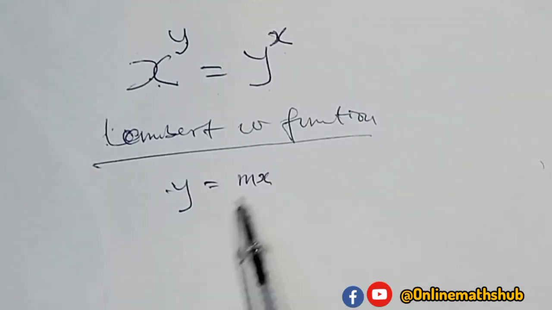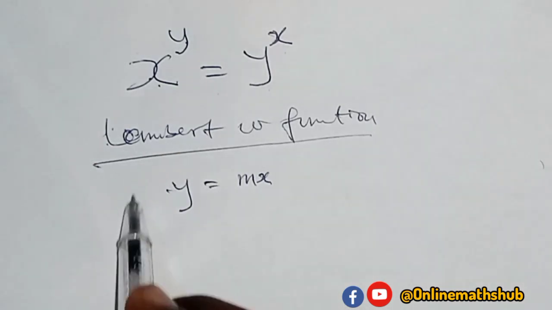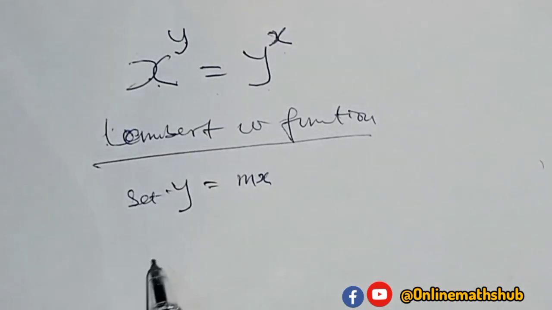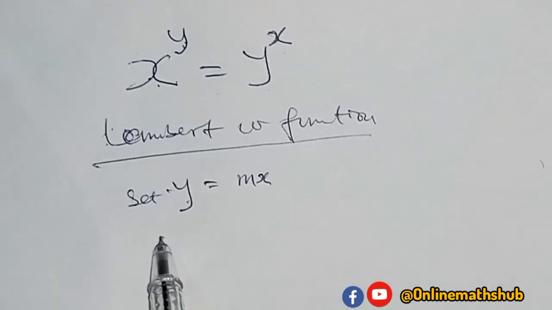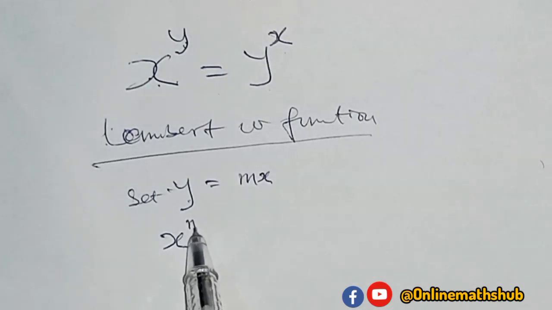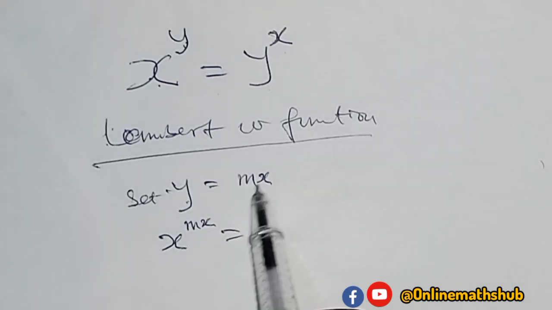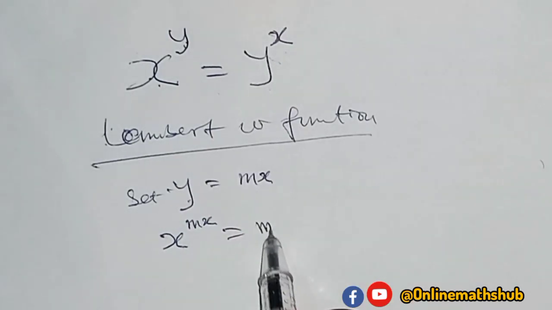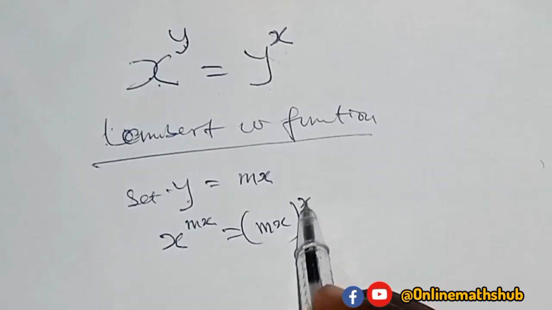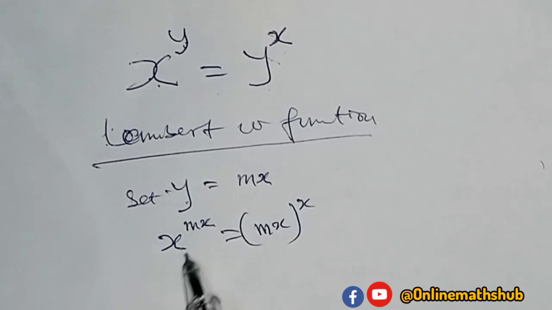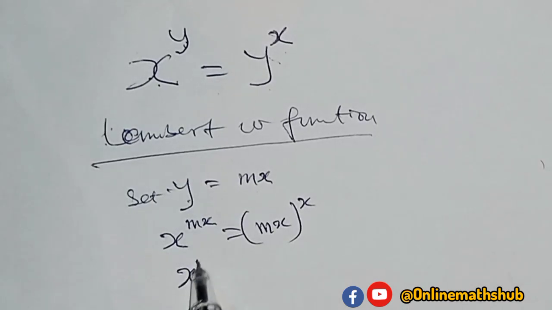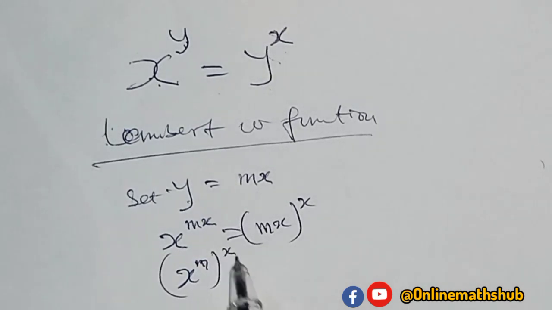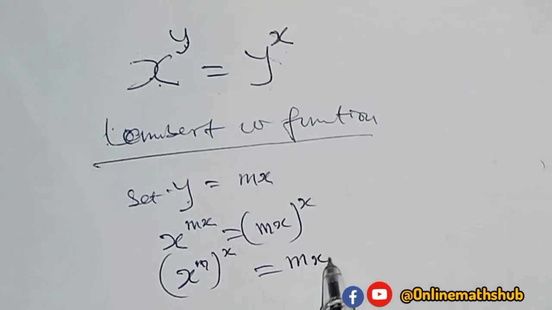Once I do this, I am going to substitute in the question right there. Instead of writing my y here, I'm going to write that this is x raised to power mx, is equal to, of course, this is my y, mx raised to power x. So at this point, I'm also going to bring out this x right here, so I can write this one as x raised to power m, all raised to power x, and then I will still have this side to be mx all raised to power x.